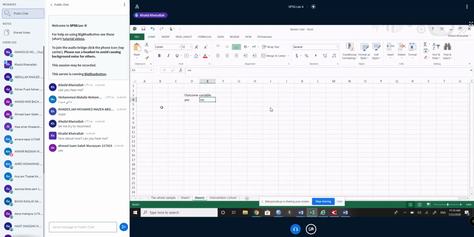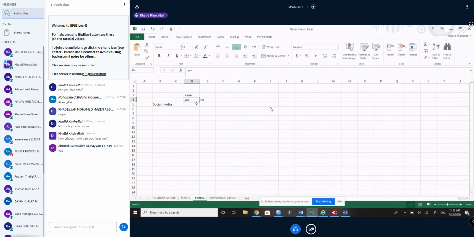Now we have here also the independent variable, the variables that we want to assess the relationship between it and between the outcome variable. So here we have social media utilization, okay, and the variable here that we are assessing, we said panic, yeah.